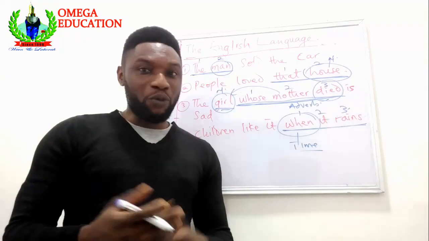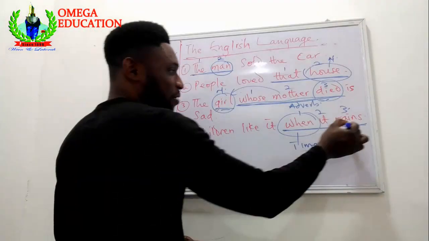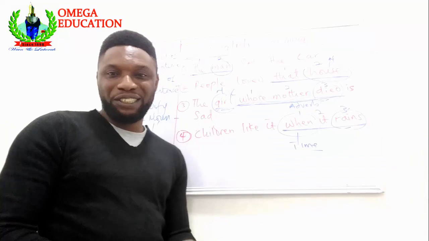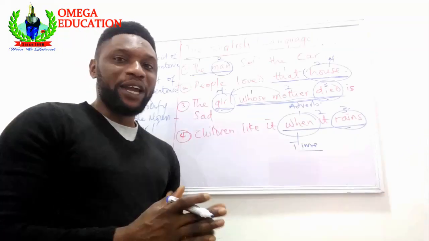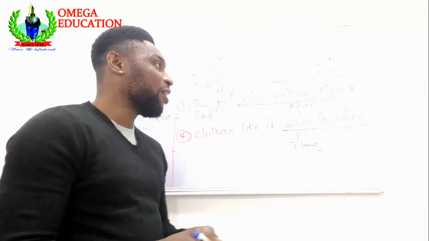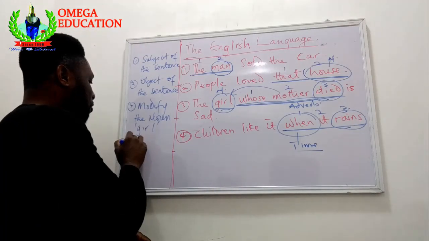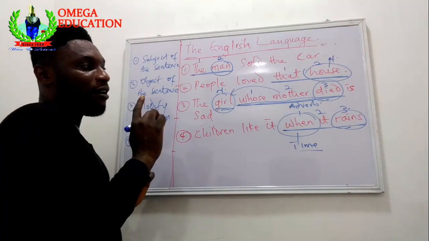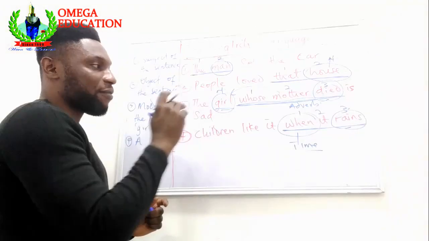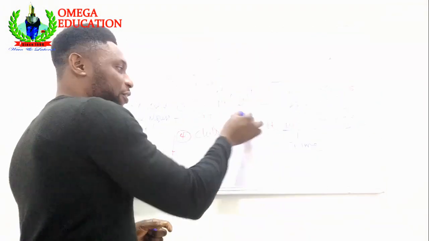So the next question is, do we have a verb there? Yes, we have a verb there, rains. Okay, so once we have rains there, that's a verb. So obviously this would be an adverbial clause because there's a verb there. The function would be that it modifies the verb.